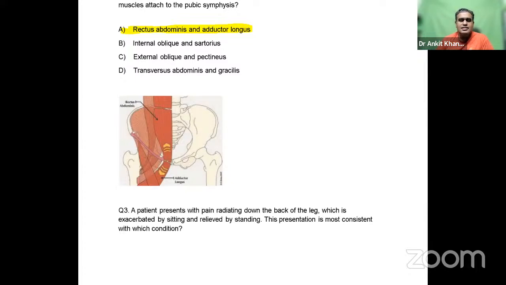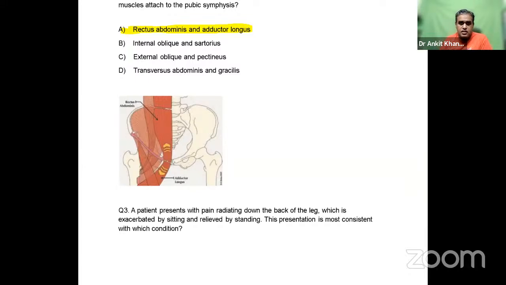This presentation is most consistent with which condition? See, pain going to the back of the leg, through the hips, back of thigh and back, it is sciatic pain normally. Unless and until proved otherwise, normally it is sciatic pain. There's a catch, which is exacerbated, means increased, by sitting.